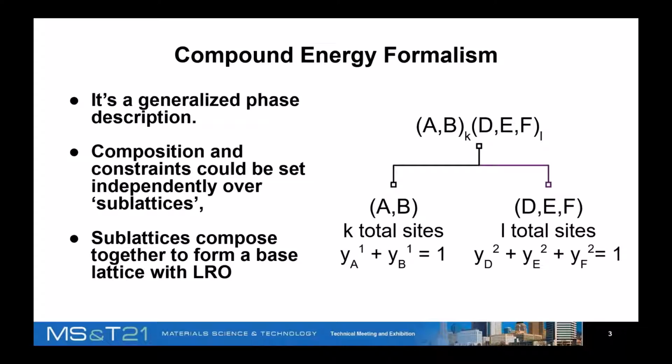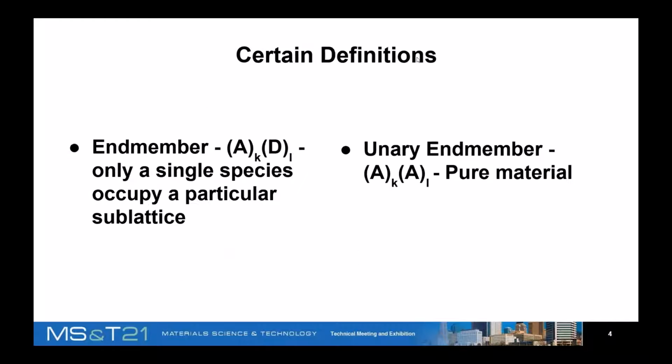A good example of this nomenclature would be the NaCl structure, which can be understood as a two sublattice system, each sublattice being an FCC lattice by itself, with the two origins of the sublattices shifted by 0.5 with respect to a global coordinate. There are also two keywords or definitions that we should keep in mind. First is the end member, which is the structure that has only one element in each sublattice. And a simpler version of that is the unary end member, or a pure material, where each sublattice is occupied by one and only the same type of constituent.